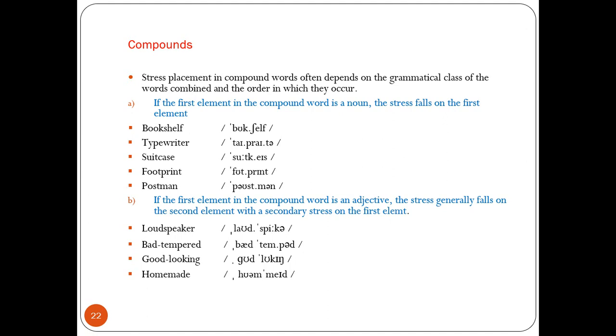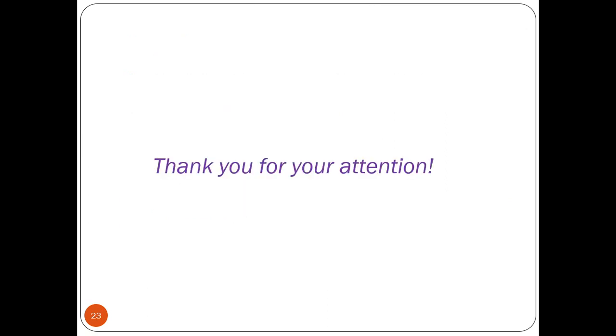Likewise, bad-tempered. We have bad, which has secondary stress, and tempered is primary stressed. Good-looking, look is primary stress and good is secondary stress. And homemade, made is primary stress and home is secondary stress. This is the rule for this. I hope it is quite clear.